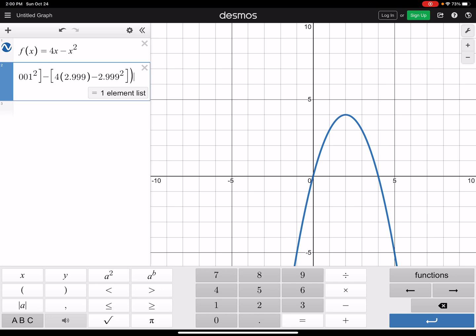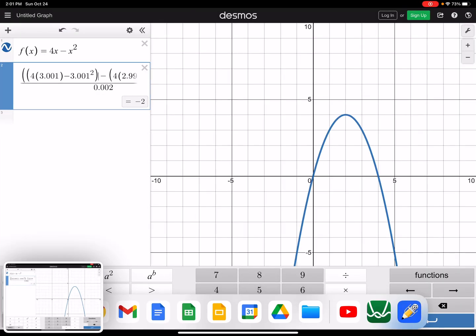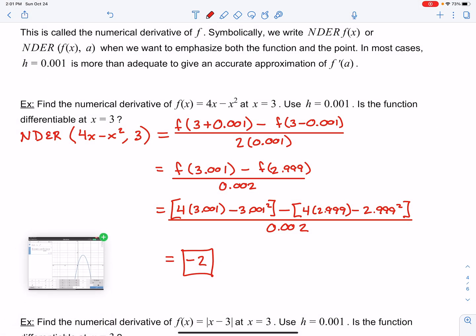Desmos might prefer parentheses here, but let's see, 0.002. Yeah, Desmos would prefer these to be parentheses, it doesn't want brackets. So if you change those to parentheses to make Desmos happy, there you go. You can see that you get that -2 out for your numerical derivative. So you can always use Desmos for your calculations here for things like this.